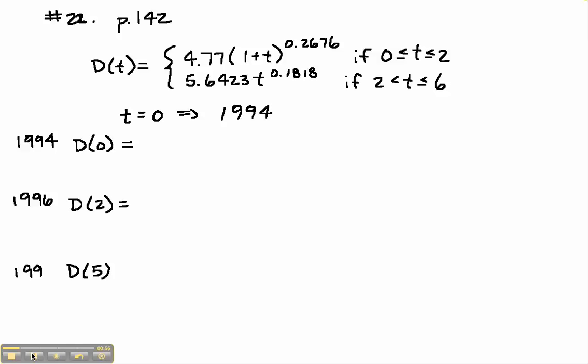Well, 1994 corresponds to t equals 0. So we're going to simply substitute 0 into our equation. And we're going to be using the first equation since 0 falls within the range 0 less than or equal to t less than or equal to 2. So substituting in 0, and simplifying. Now 1 plus 0 is 1. And 1 to any exponent is still just 1.